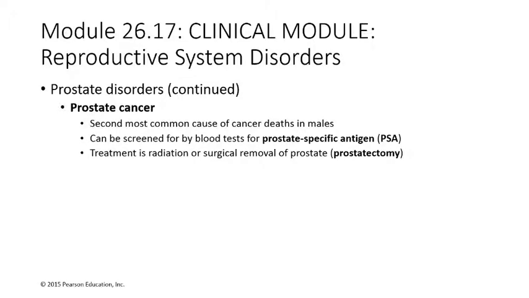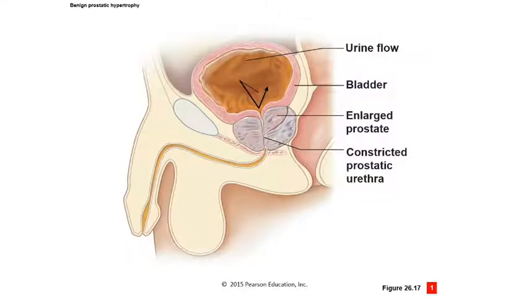The second most common form of cancerous death in males is prostate cancer. It needs to be screened by PSA. It's not horribly reliable, but still it's a part of most checkups, and treatment is removal or radiation. So you can see now the location of the rectum and the anus to the prostate, so for physical examination to feel if it's enlarging, and of course the urethra passes right through the prostate, so if this is enlarging, it can constrict flow.